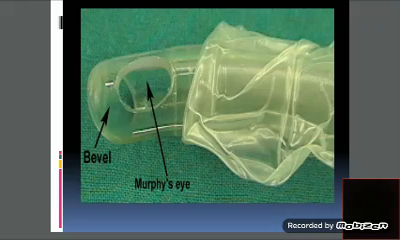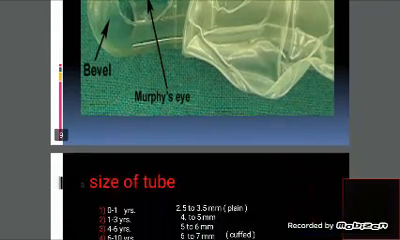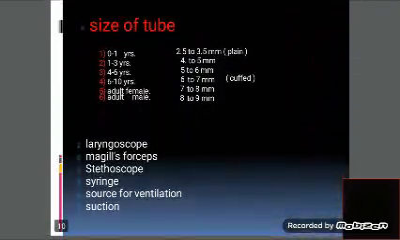Now this is the bubble, bevel or the Murphy eye, which is present in the ET tube. Now the size of the ET tube: the ET tube has a different size according to age.